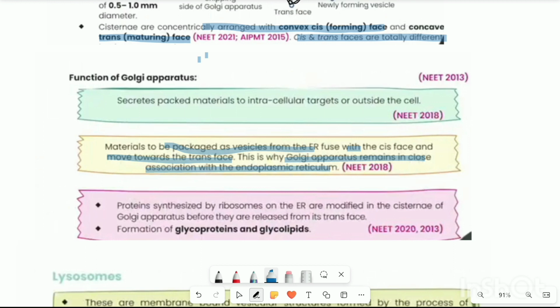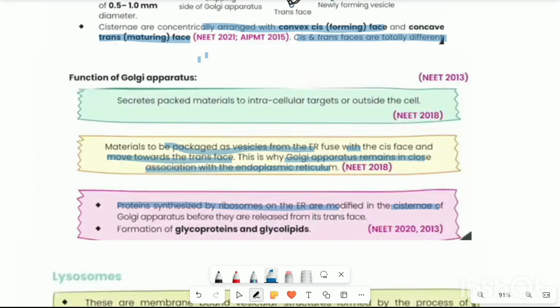move towards the trans phase. This is why Golgi apparatus remains in close association with endoplasmic reticulum. Which means material is coming out from the endoplasmic reticulum. It goes to Golgi apparatus from the cis phase, then moves towards the trans phase. That's why they are closely associated, endoplasmic reticulum and Golgi apparatus. The proteins synthesized by ribosomes on endoplasmic reticulum are modified in the cisternae, and before this they are released from the trans phase.